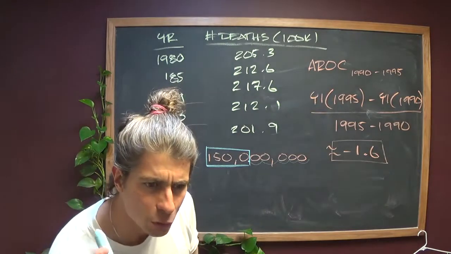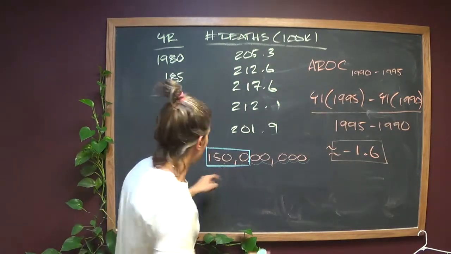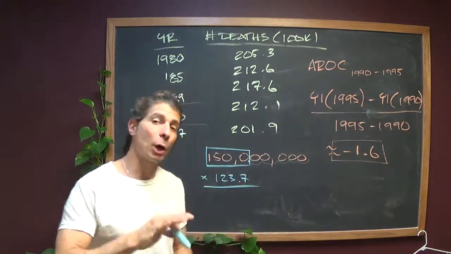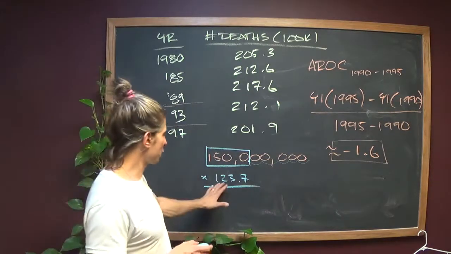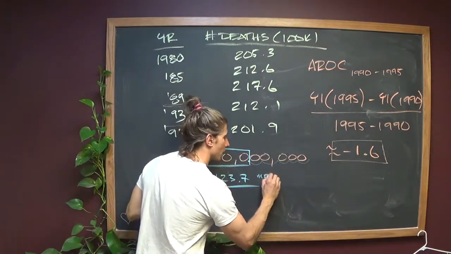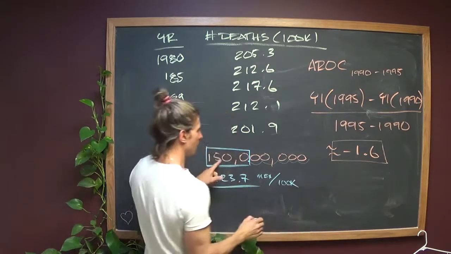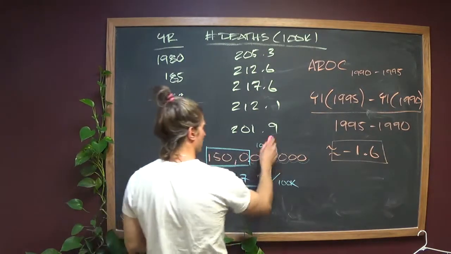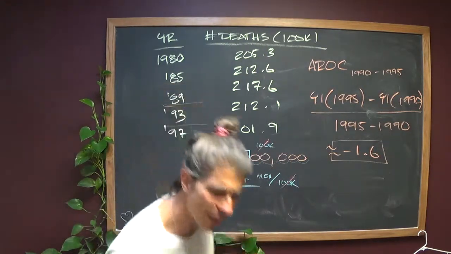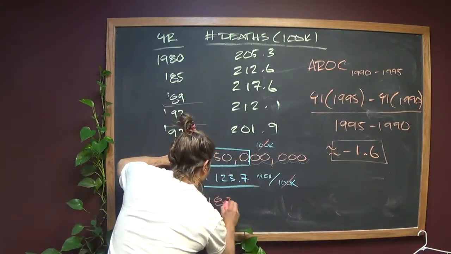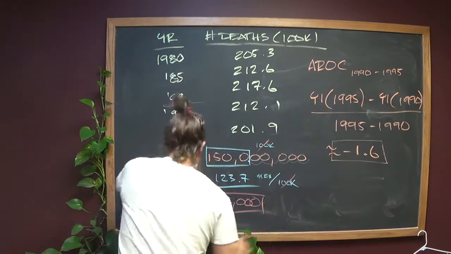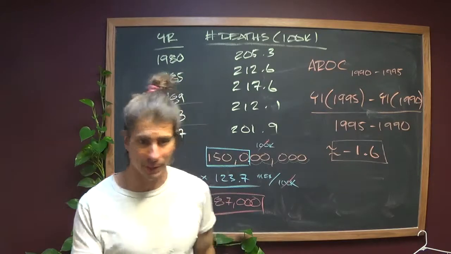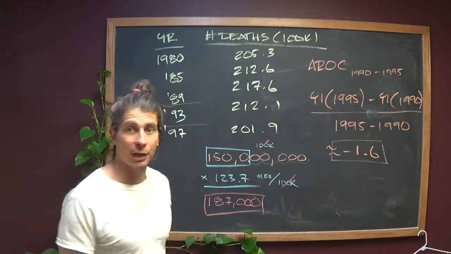And then I tell you to multiply that number by the 123.7 men per 100,000. So you can see why I did that. If this unit is men per 100,000, and this is 100,000s, the 100,000s are going to cancel, and you're left with men. And when you multiply that out, I got about 187,000 guys should have died from cancer in 2011, which is obviously wrong. It's half of what actually happened. I mean, we lost 300,000, and I'm saying it should have been 187,000.